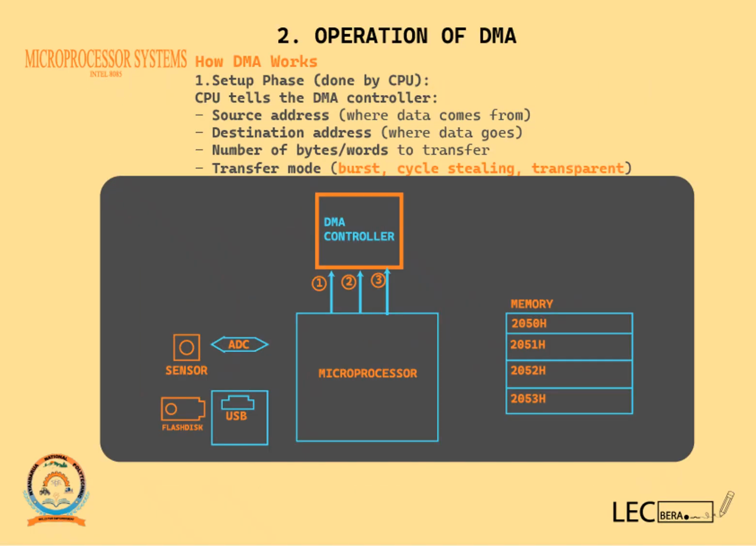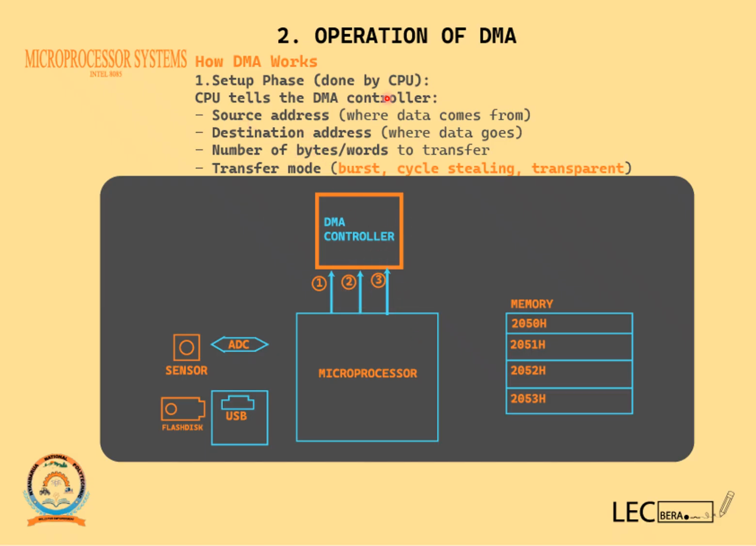So we have to understand the analogy of how the DMA works. The DMA has 3 steps. The first phase is the setup phase, which is done by the CPU. Here the CPU is going to send some control signals to the DMA controller.